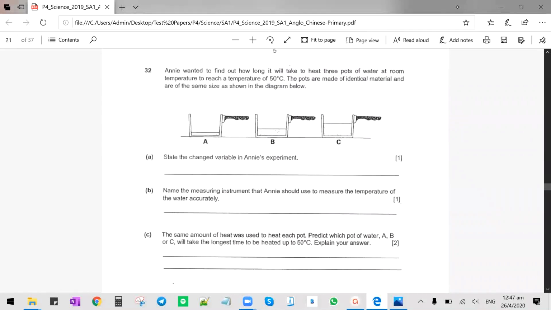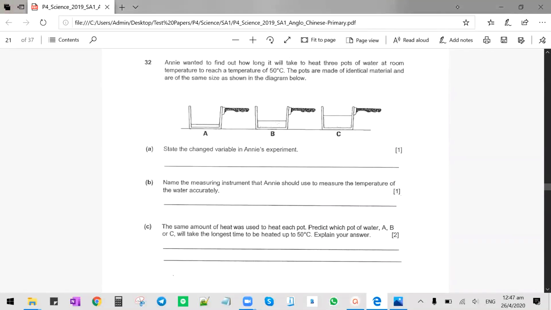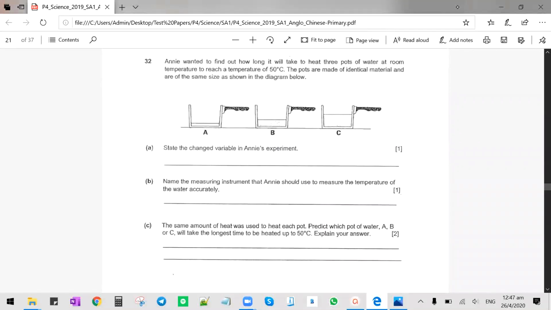Annie wanted to find out how long it would take to heat 3 pots of water at room temperature to reach a temperature of 50 degrees. The pots are made of identical material and are of the same size as shown in the diagram below. State the changed variable in Annie's experiment. The pots look all the same, and all of them seem to be in the same room. The only thing that's changed is clearly the amount of water. This is the changed variable, amount of water used.